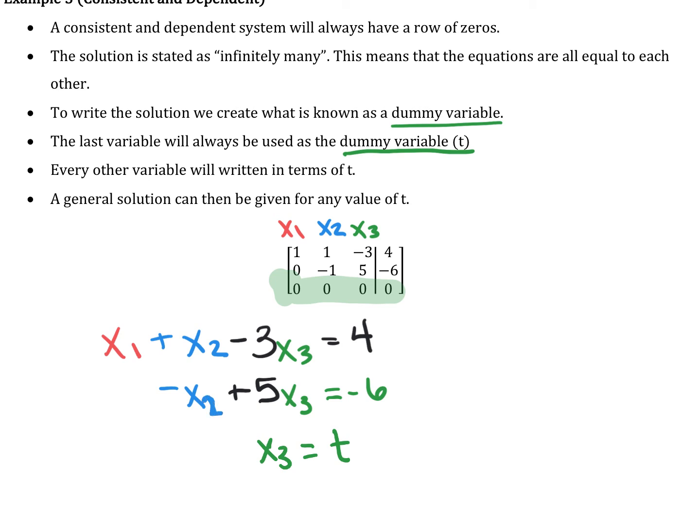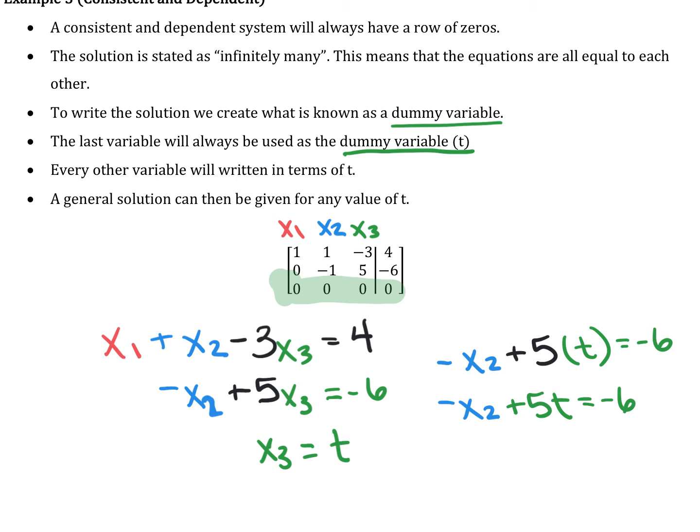I'm sorry, this should have been an x2. So when we write this out, we get negative x2 plus 5 times x3, but x3 we're calling t. That has to equal -6, right? And so now I get negative x2 plus 5t equal to -6. I want to solve this equation for x2.